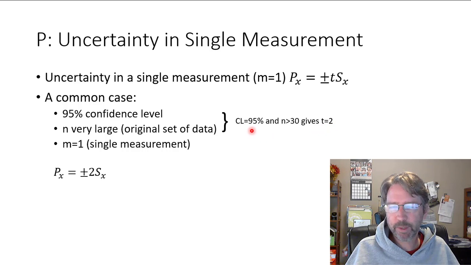And so if we're happy with a confidence level of 95% and our original experiment that gives us the statistics has n greater than 30, then the uncertainty in a single measurement is twice the standard deviation. So this 2 times Sx shows up in different places when you're doing uncertainty calculations, and that's where it comes from. It's the uncertainty in a single measurement, assuming 95% confidence, and assuming that the experiment with our statistics had an n of greater than 30.